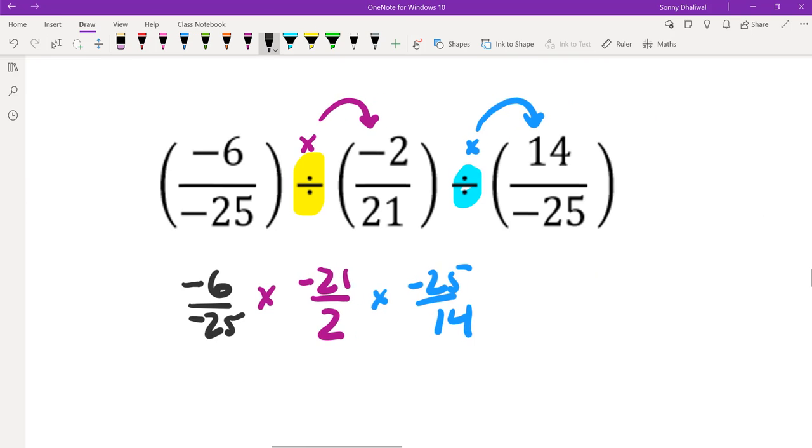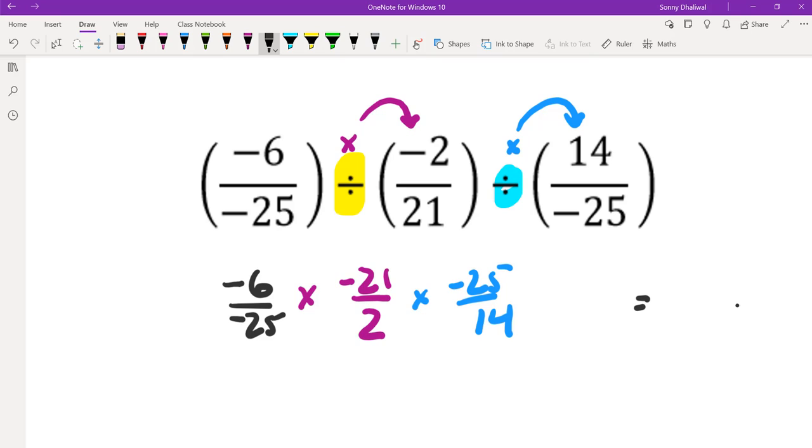First question. Is the final answer positive or negative? Real Pratap? Positive. Positive, right? We have 4 of these. 1, 2, 3, 4. We have an even amount. Even amount, positive. Okay, we don't have to worry about the negatives anymore.